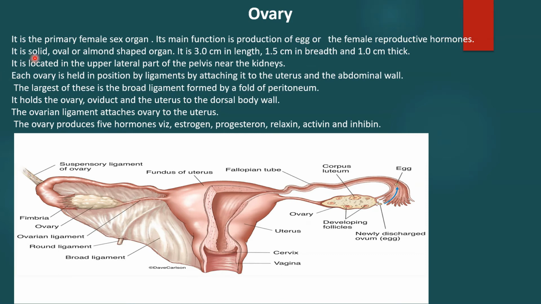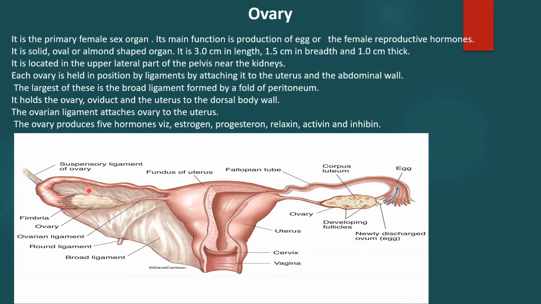Ovary is a solid, oval or almond shaped structure. It is 3 cm in length, 1.5 cm in breadth and 1 cm thick. It is located in the upper lateral part of the pelvis near the kidneys. Let's understand its location. It is located in the upper lateral part of the pelvis near the kidneys. Each ovary is held in position by ligaments, attaching it to the uterus and the abdominal wall.